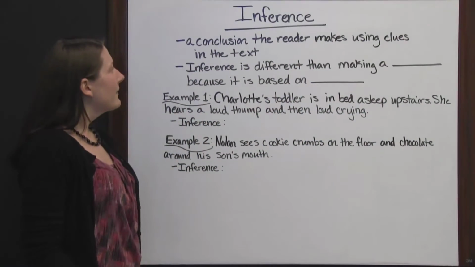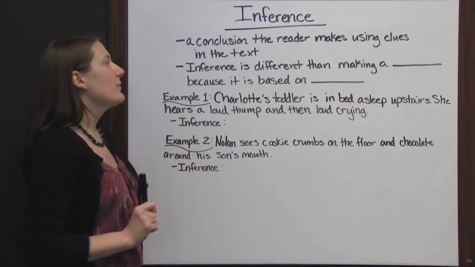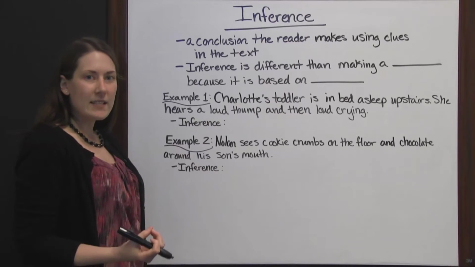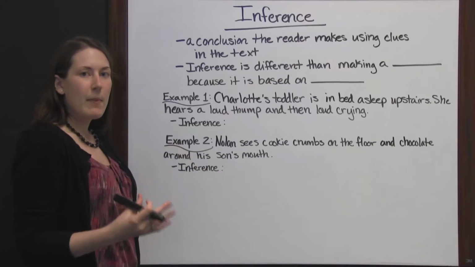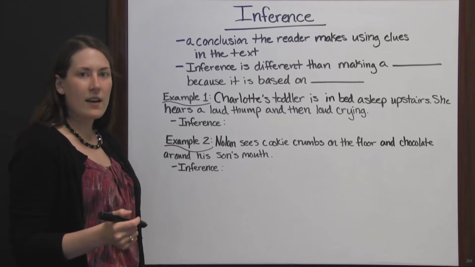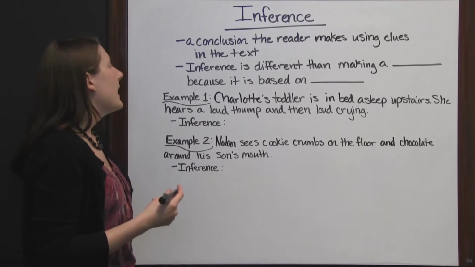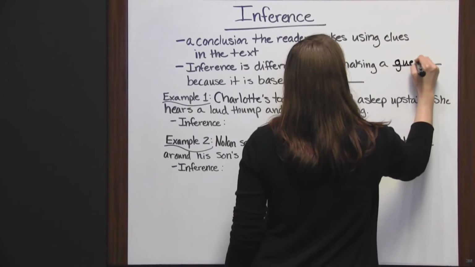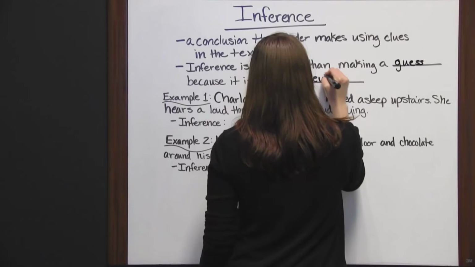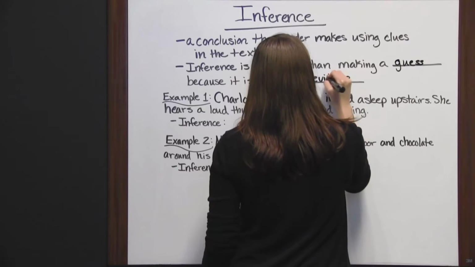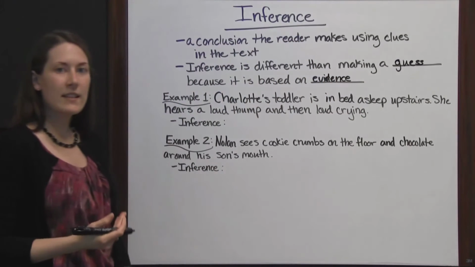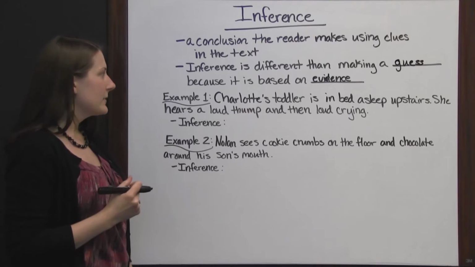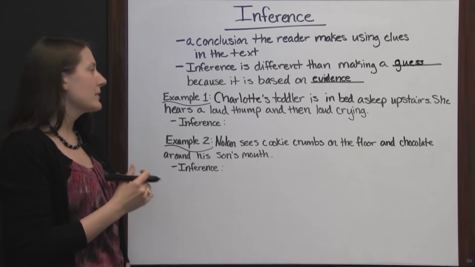Inference. Inferences are conclusions that a reader makes using clues in the text. So an author may not explicitly say something, but they leave little hints behind, and you have to connect the dots to form a conclusion. And inference is different than making a guess because it is based on evidence. So you read, you pick up on those clues or hints that the author leaves behind, and you put them all together to form your inference. So let's look at a couple of examples.